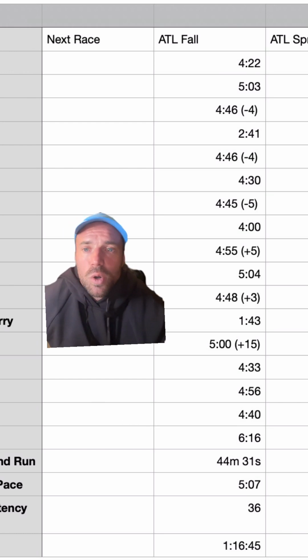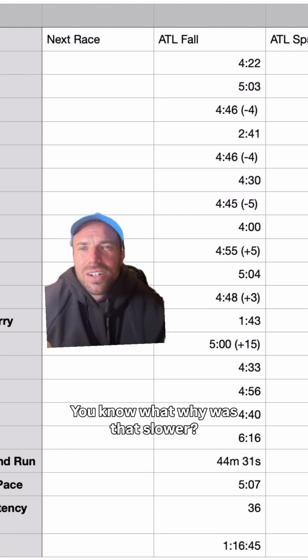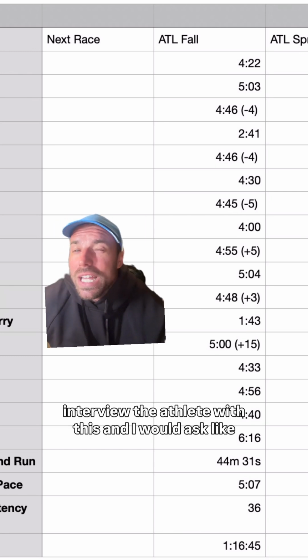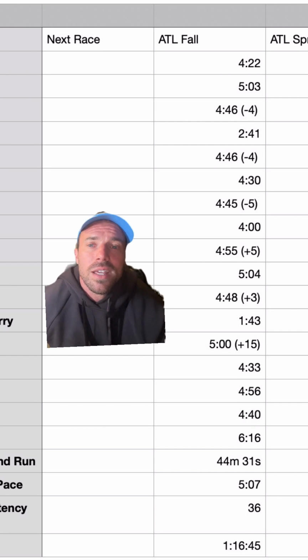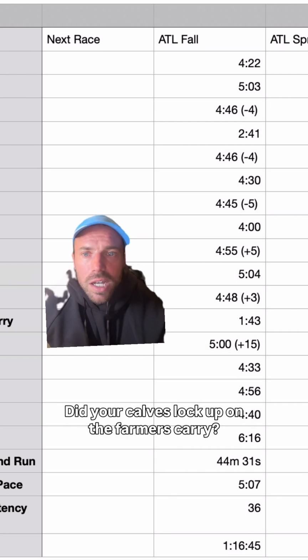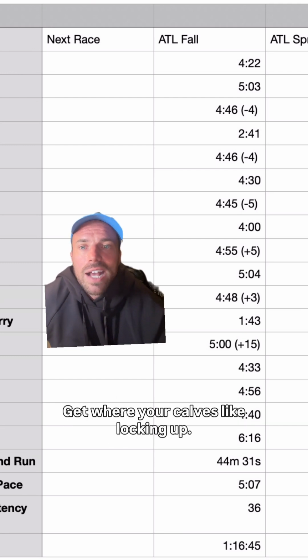Runs were pretty consistent. We might look at this and say, hey, what happened post farmer's carry? Why was that slower? Is that something we need to work on? I would interview the athlete with this, and I would ask, like, hey, athlete, did your calves lock up on the farmer's carry? You posted a good farmer's carry time. 1:43 is a good time. Were your calves like locking up?